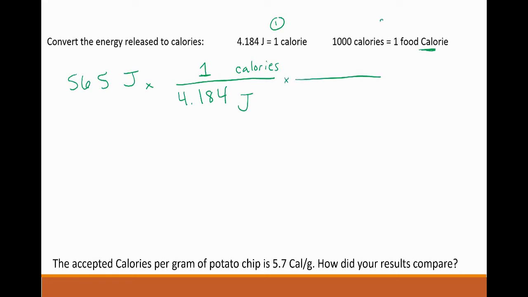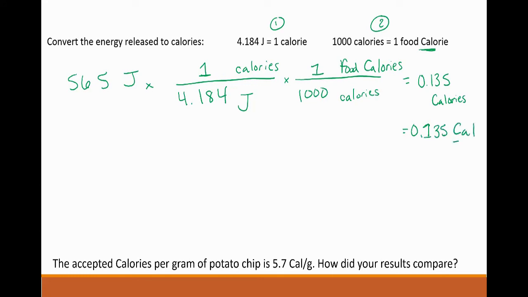Then our second step will be to go from small calories to large food calories. And so again, it takes 1,000 of those small calories to equal 1 large food calorie. So we'll go ahead and solve that out. It'll be 565 divided by 4.184 divided by 1,000, since those are in the denominator. And what that gives us is 0.135 big C calories. Sometimes you'll see that abbreviated 0.135 and then CAL with a capital C again.